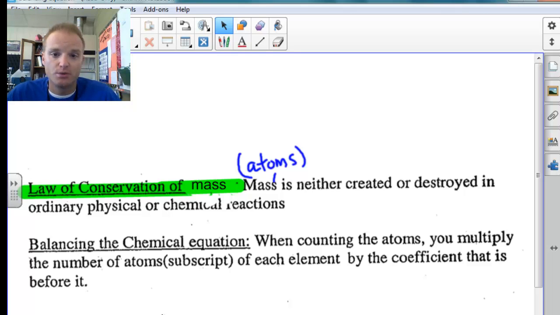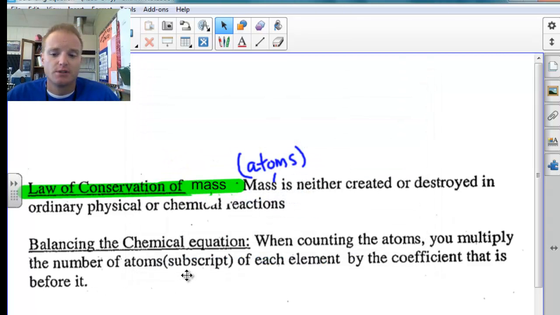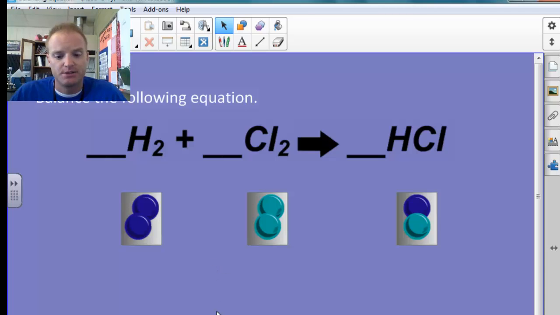And so what we do to balance an equation is, when counting the atoms on either side, you multiply the number of atoms, that's the subscript, of each element by the coefficient that is before. That's the bigger number in front of the molecule's formula. So we multiply those two to count the number of atoms. And on each side, those atoms have to be equal. And so we are going to have an example here we're going to walk through together and really walk through the process of how to think about balancing the equation. So this will be one of many equations that we're going to attempt to balance.